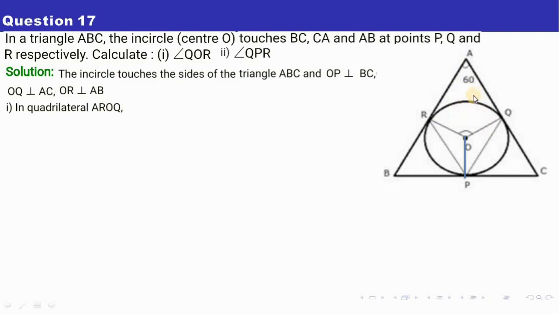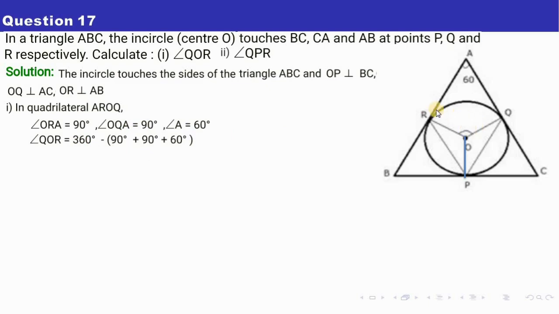Okay, so in this quadrilateral, as you know, this is 90 degrees, this is also 90 degrees, right? So that's why the sum of this and this and this and this. So the sum of the interior angles will be equal to how much? It will be equal to 360 degrees, right?